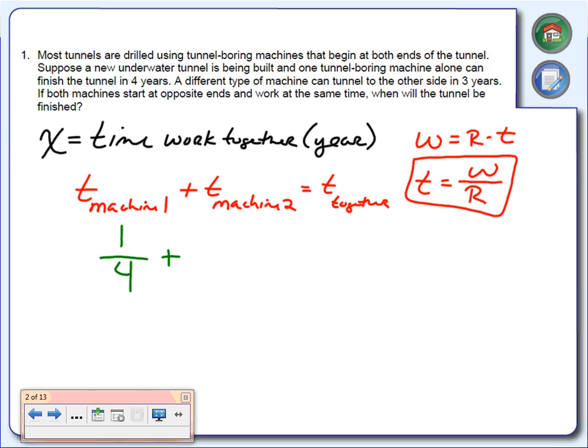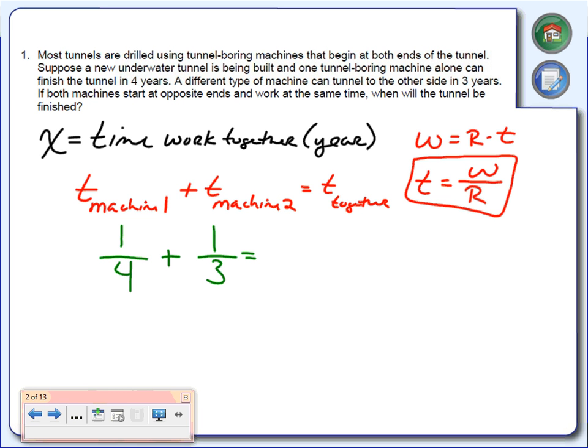Plus, now let's take a look at machine 2. Remember, time is equal to work divided by rate. And the work they're doing is digging 1 ton. How fast can that second machine dig the tunnel by itself? 3 years. Right over there it says it can dig it in 3 years. We're going to set that equal to the time it takes working together.